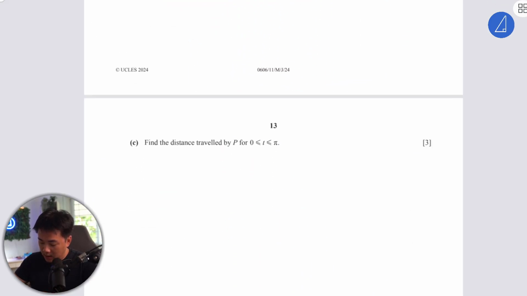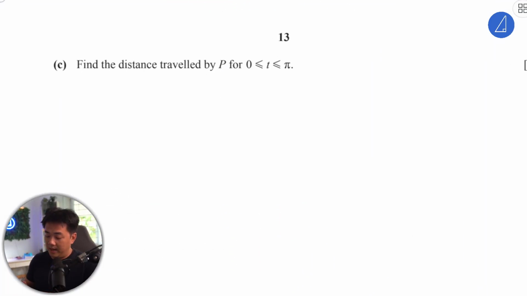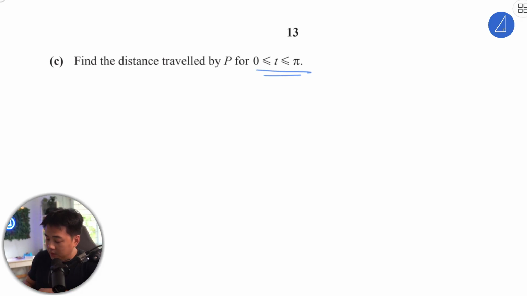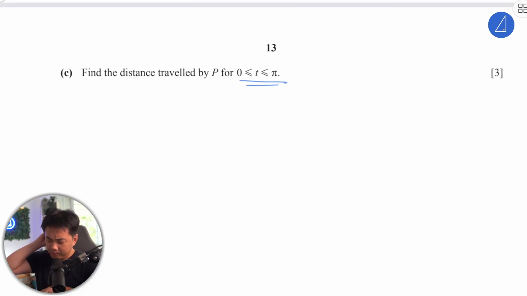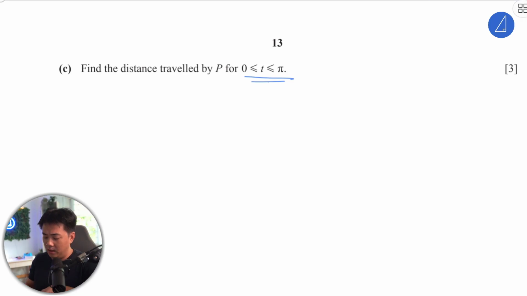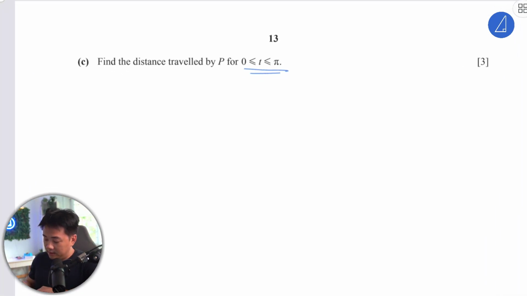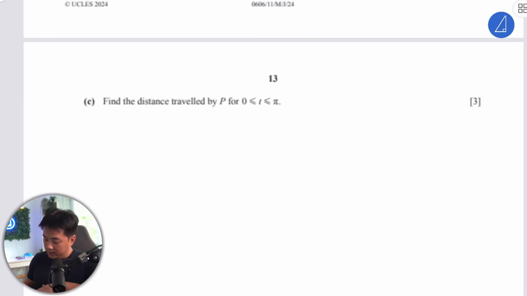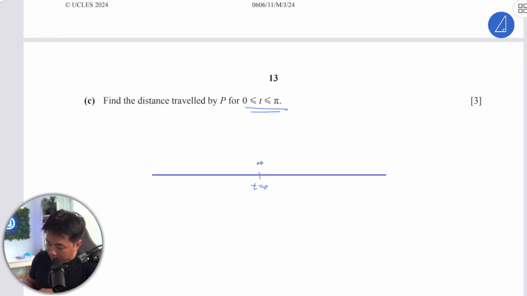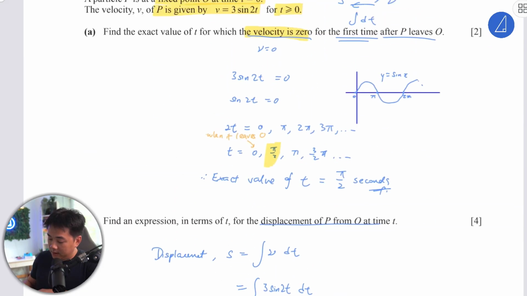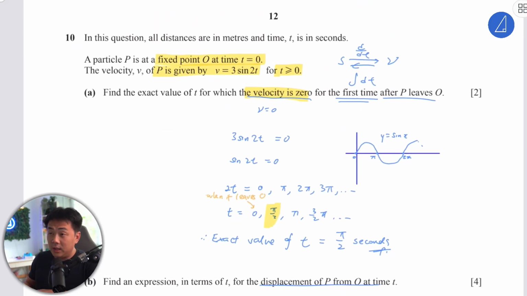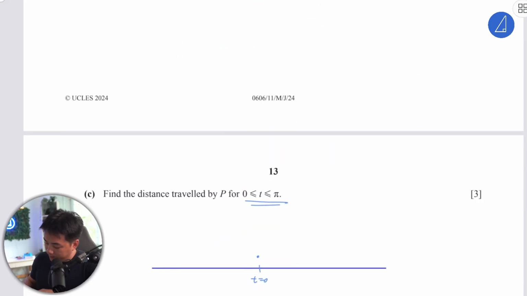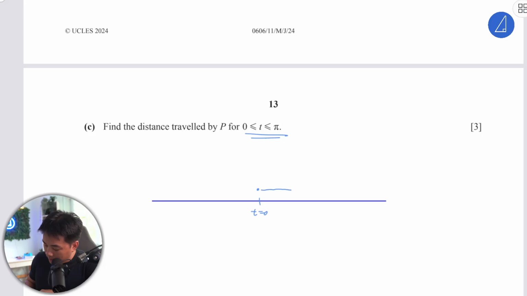Let's look at part C. Part C says to find the distance traveled by P within 0 and pi, the time. So we try to understand this part here. From here, what we know is at t equals 0, you will start from 0. So the velocity, after leaving O, will be positive, right? So it's actually moving to the right. So here, move to here.